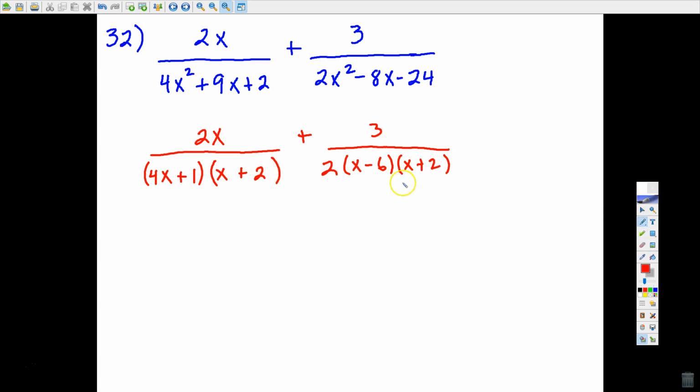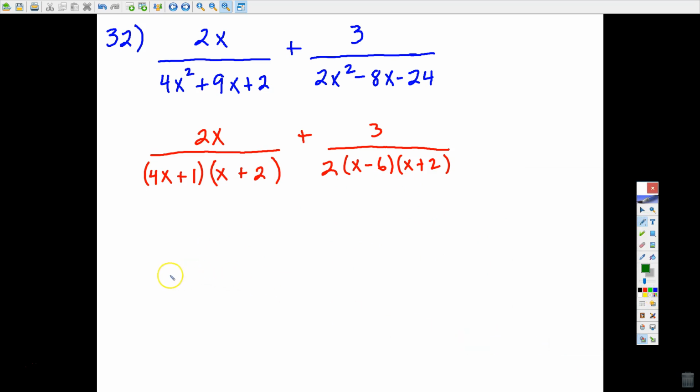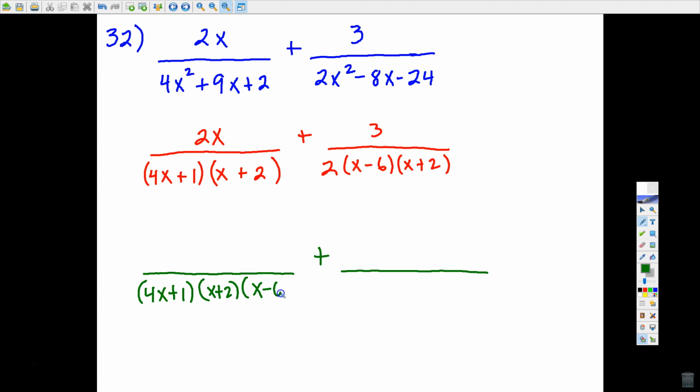Now it makes it easy to see what the LCD should be. And so we gather up these factors. We have 4x plus 1. I have x plus 2 as a common factor, just need to write it once. Then x minus 6. Then I've got this number 2, I'll just put it out here in front. So this whole long factored expression represents the LCD.